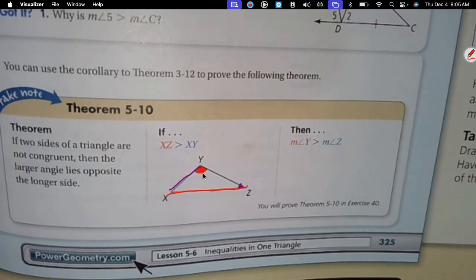If the red side is bigger than the purple side, then the red angle is bigger than the purple angle. That's all that means. Do we understand that? It's just the biggest side goes with the biggest angle. That's all it means. Okay, are you kind of getting this maybe? We'll get into some numbers. I think colors may be easier than all these letters.